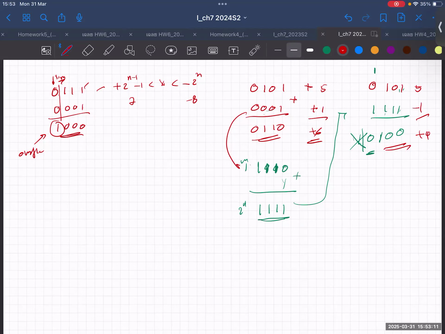Understand? That's why we do stuff in two's complement. Or let's say if you do -5 plus 1, what happened? You should get -4, right? So +1 is the same.